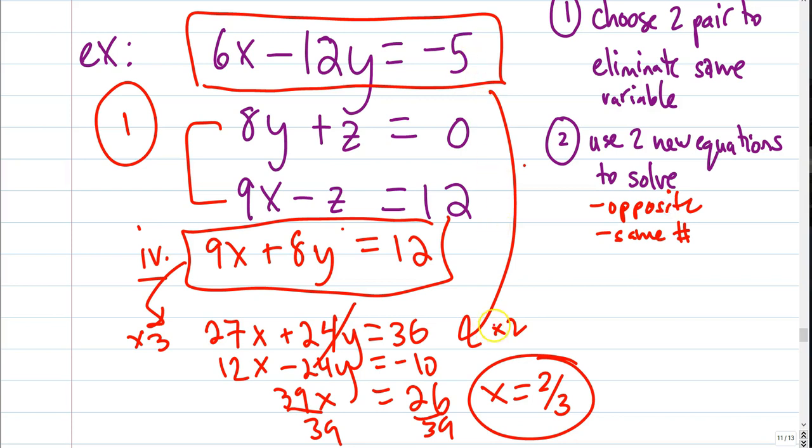This equation times 2. 6 times 2 is 12. 24, negative 10. That's good. This times 3. 27. 24 times 3 is 36. These two combined, though the 8y and 9x don't combine, the z's cancel, and left 12. I'm not seeing any mistakes here.